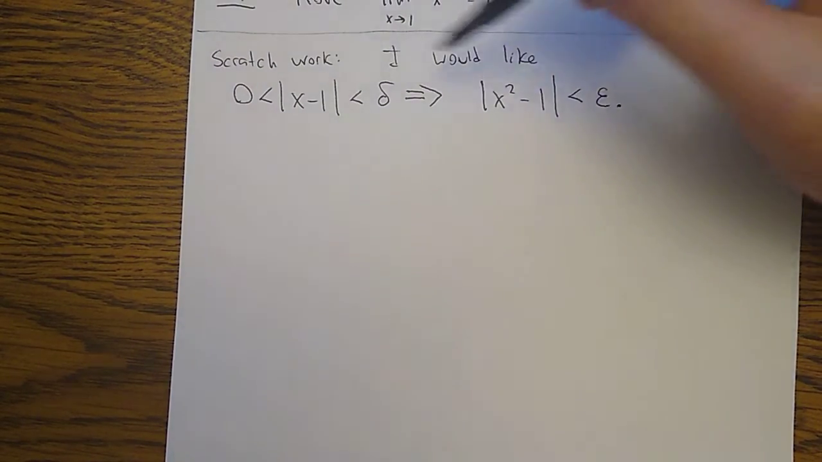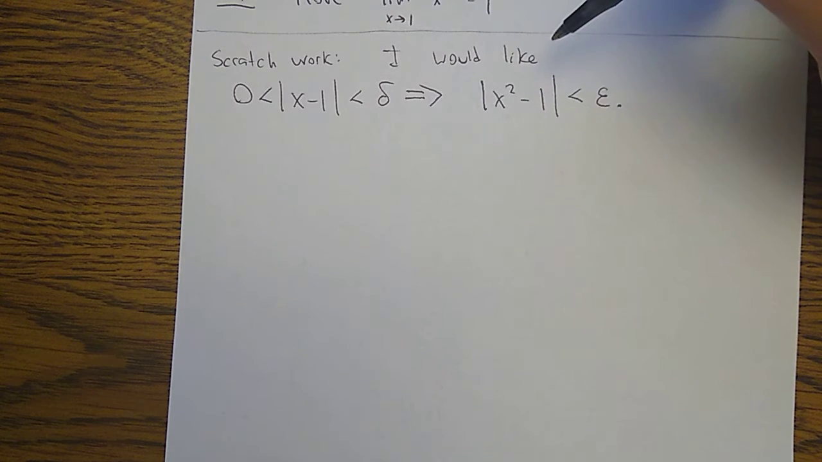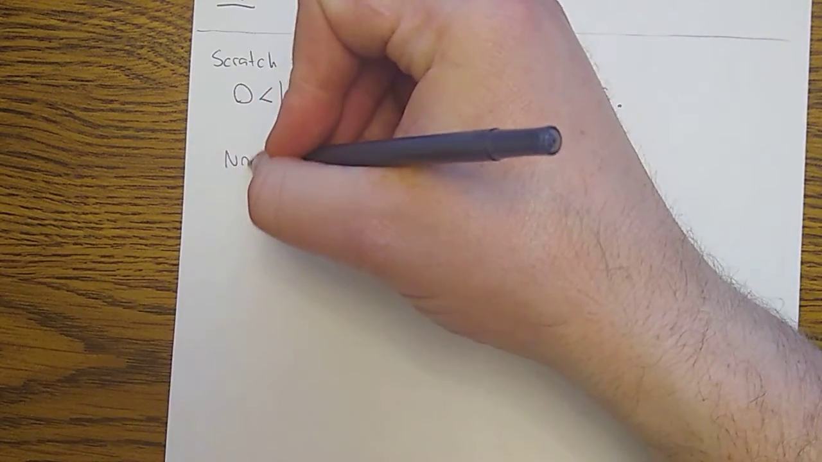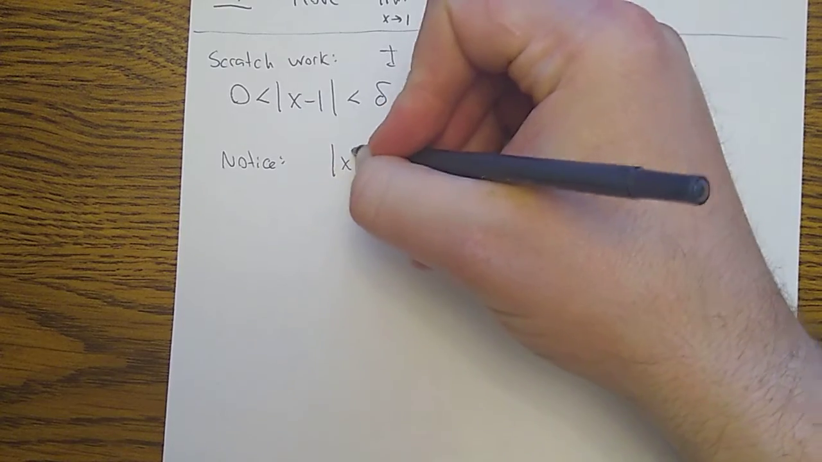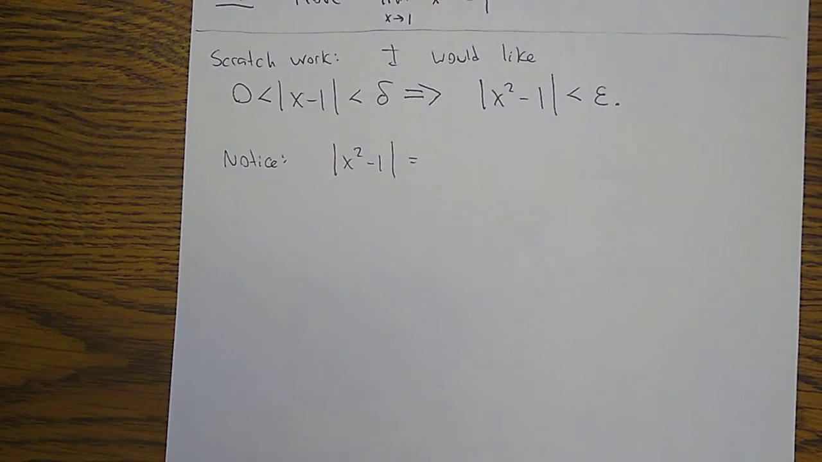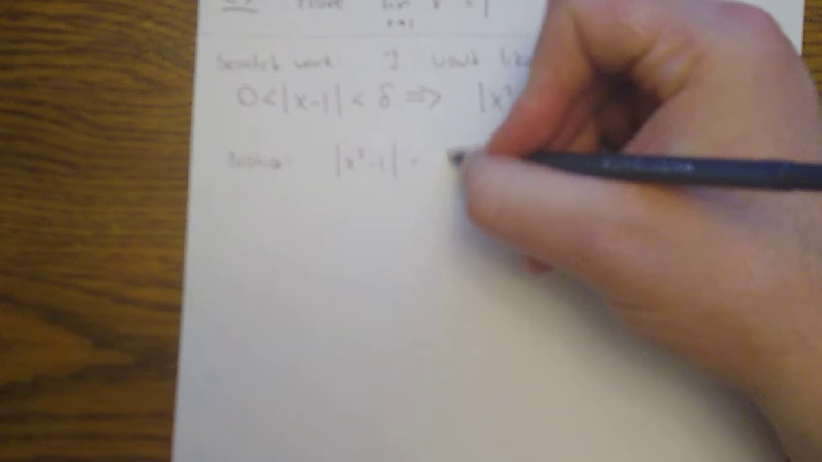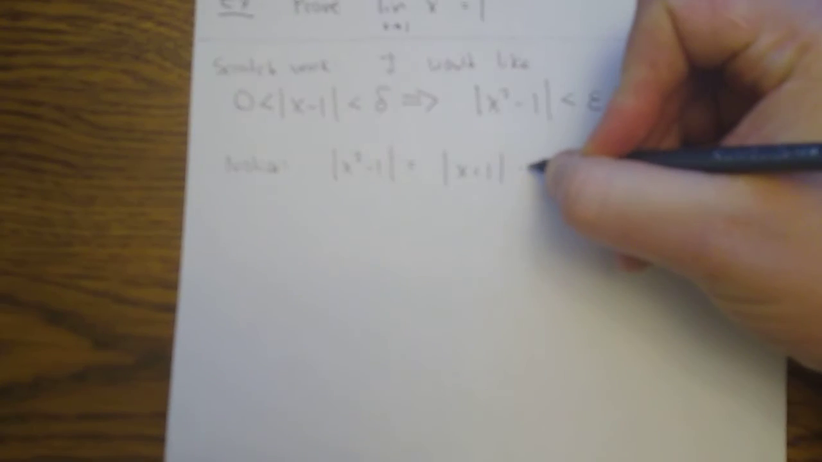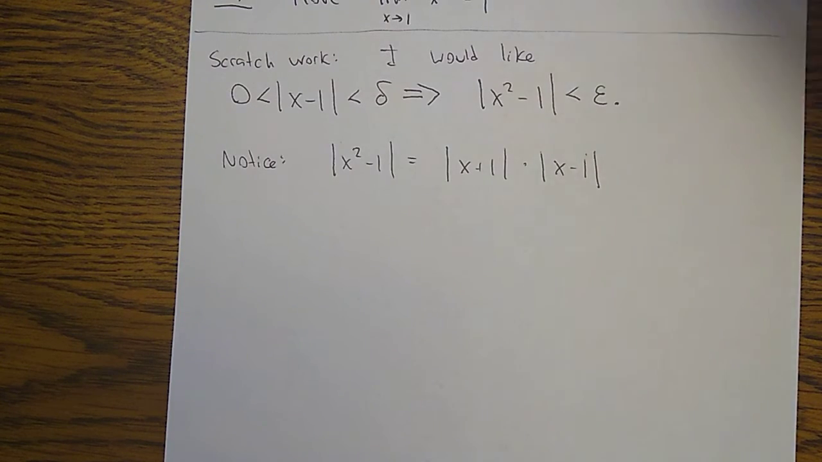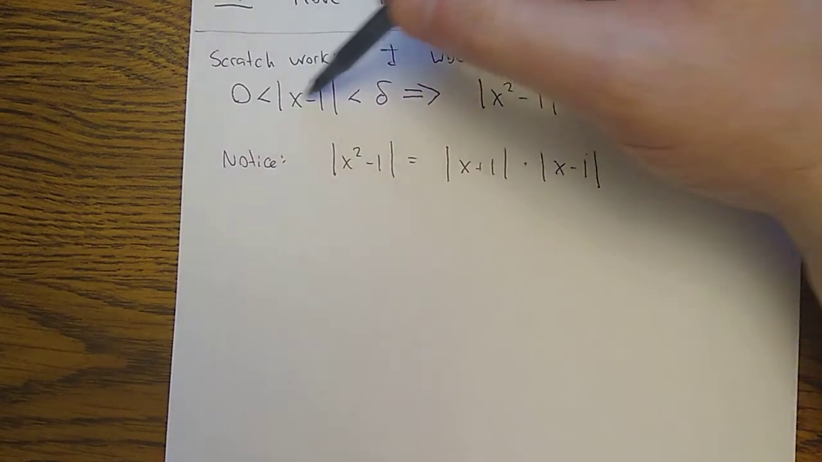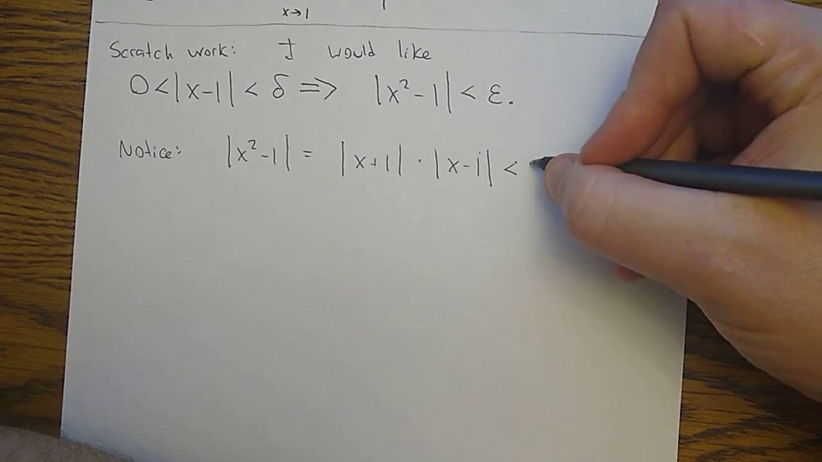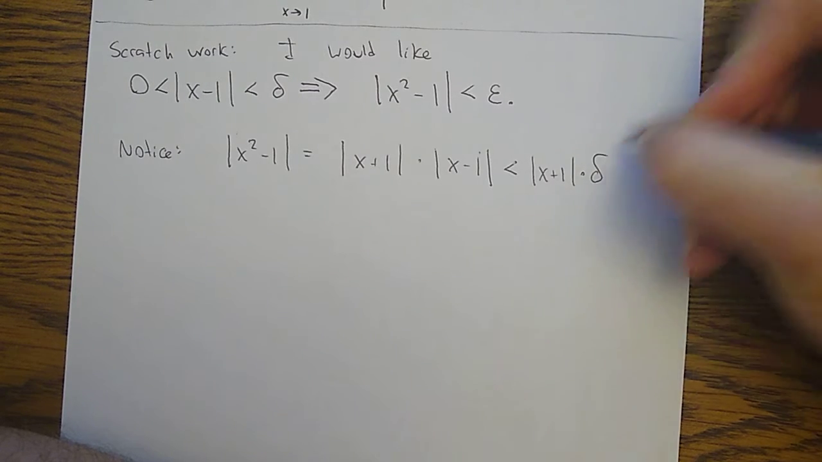What do these two things have to do with each other? We have some algebra, right? This is a difference of two squares. The inside is x plus 1 times x minus 1, and it's in absolute values, so I would just put absolute value of x plus 1 times absolute value of x minus 1. And if I'm assuming that this one is smaller than delta, then I would get to say that this is smaller than absolute value of x plus 1 times delta.